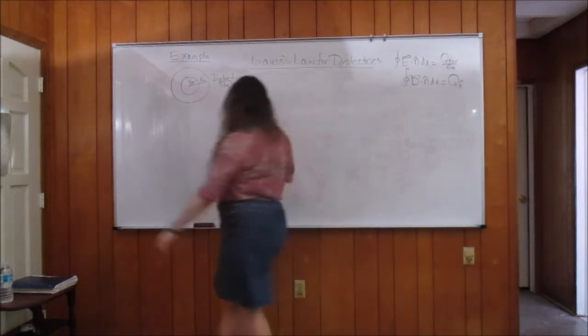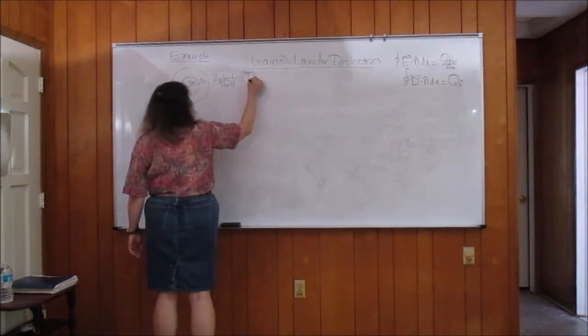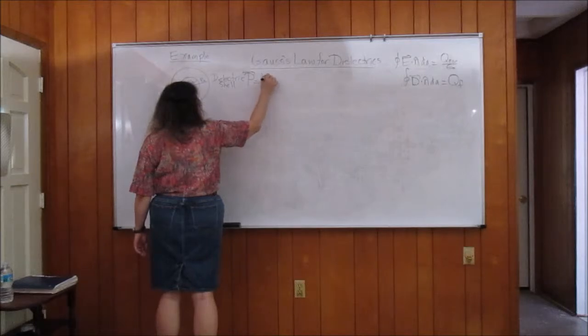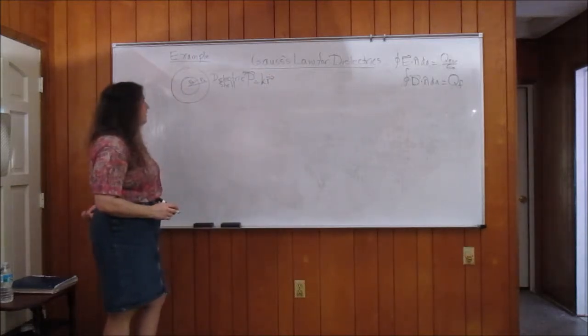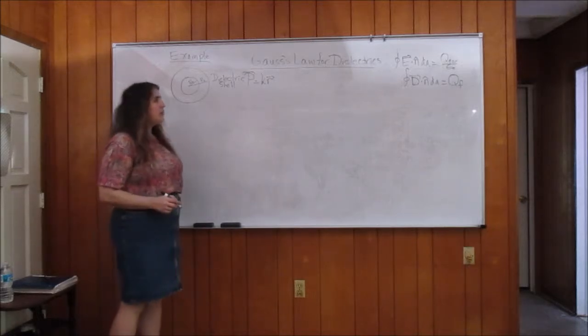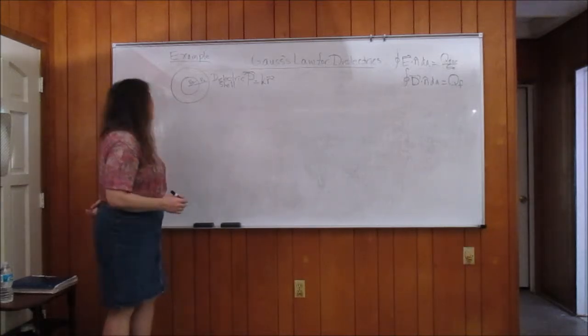So let's suppose the polarization in this problem is equal to K, where K is a constant, times the radius. In order to apply Gauss's law, I need to know the total amount of enclosed charge.